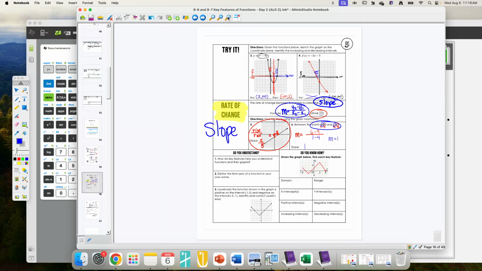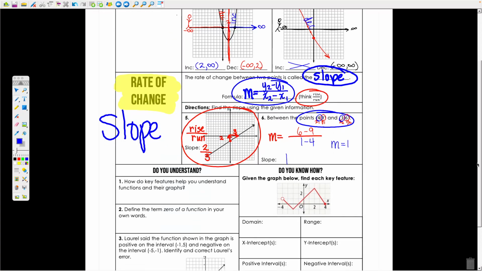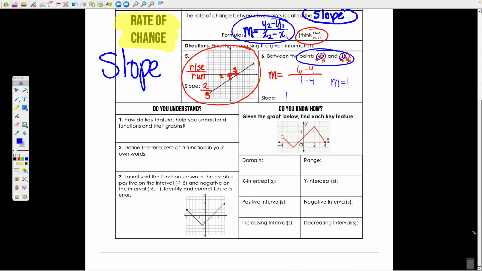All right. Let's look at the last part. We are almost done. Hallelujah. Let's do a little wrap up. That's what this is right here. Do you understand? Do you know how? Well, let's see. First, on the do you understand? How do key features help you understand functions and their graphs?